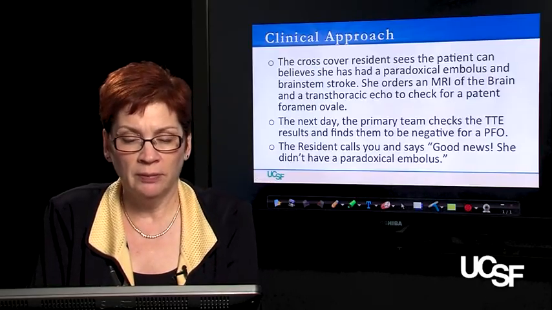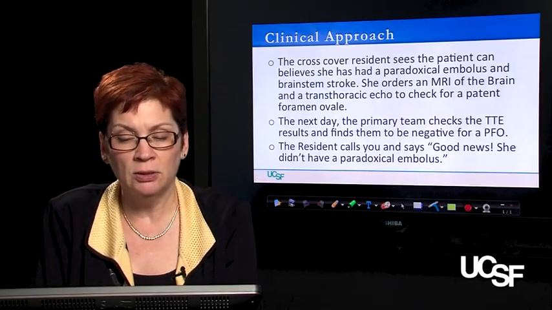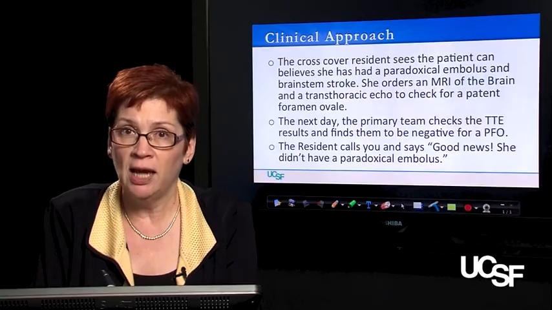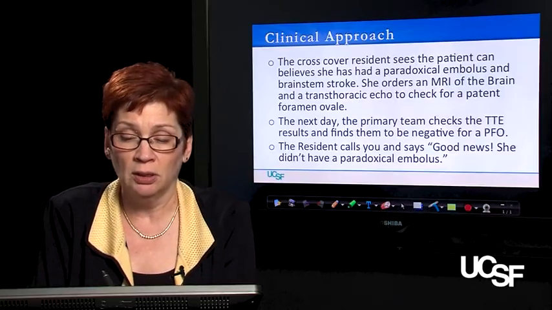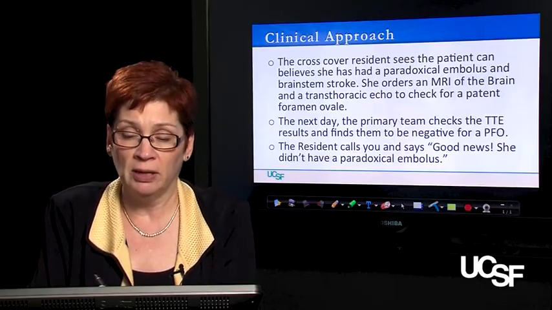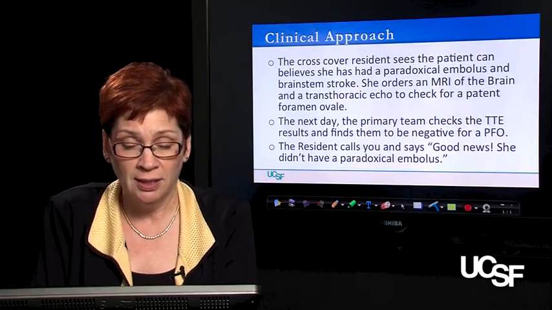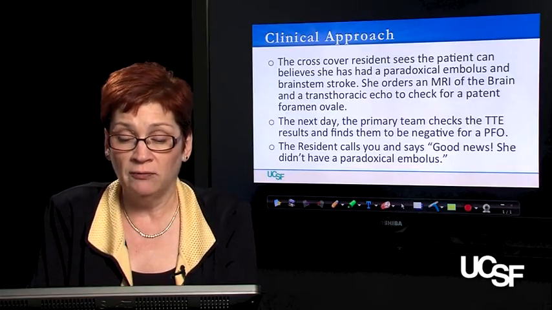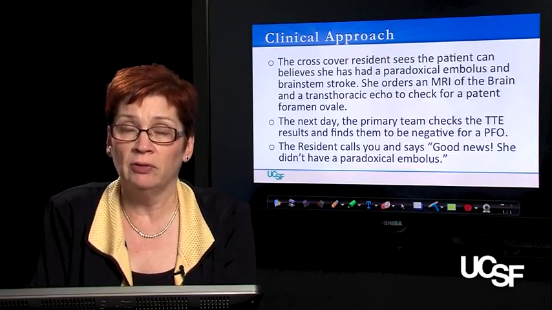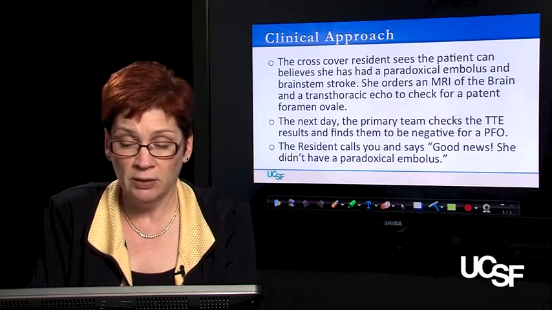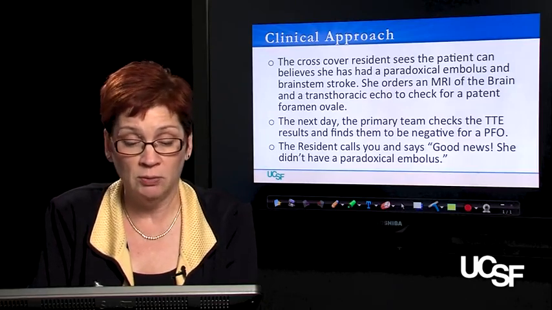So what happened to Ms. Trigliani? Well, the cross-cover resident who did the physical exam saw the patient and believed that she had a paradoxical embolus and a brainstem stroke. An MRI was ordered as well as a transthoracic echo to check for a patent foramen ovale. And the transthoracic echo was done first, and the primary team checked on the results and found them to be negative for a patent foramen ovale or evidence of right to left shunt. The resident checking the results called you and said, "Good news, Mrs.